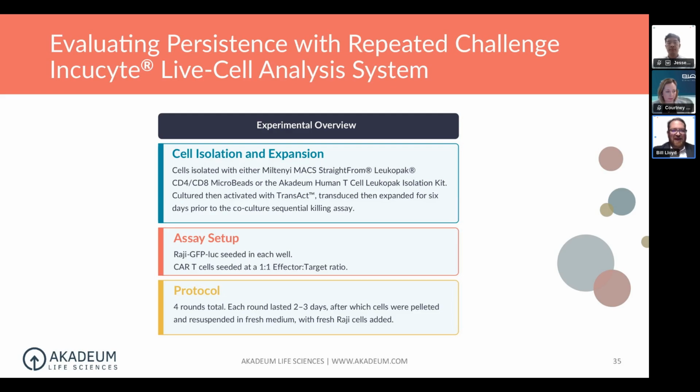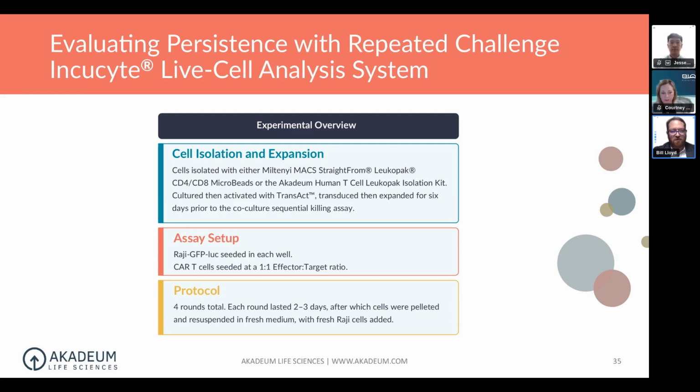The last bit of data that I want to show today will really emphasize this persistence and potency effect. We know that one of the standards in the field is to do a simple potency assay at the very end of your workflow, where you might do a co-challenge. Here at Acadium, we wanted to look at a repeat challenge with the IncuCyte live cell analysis platform.